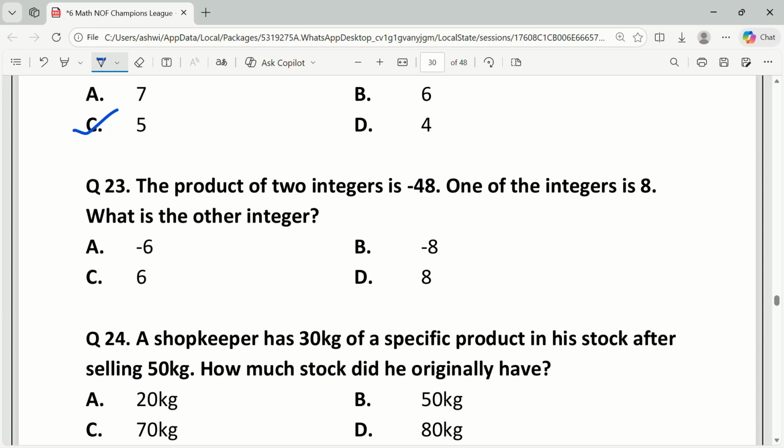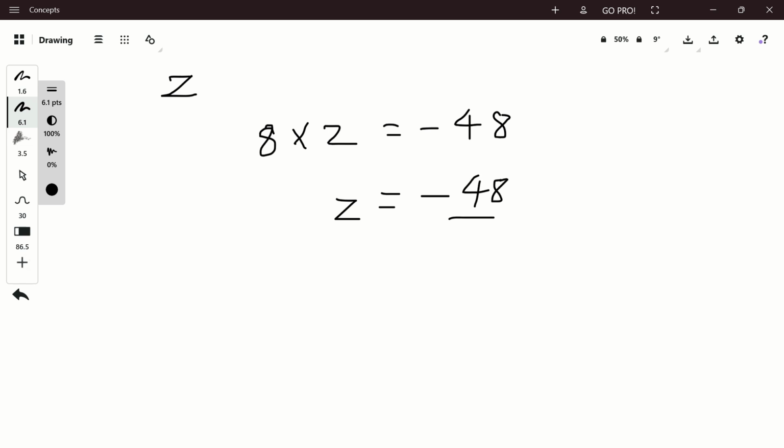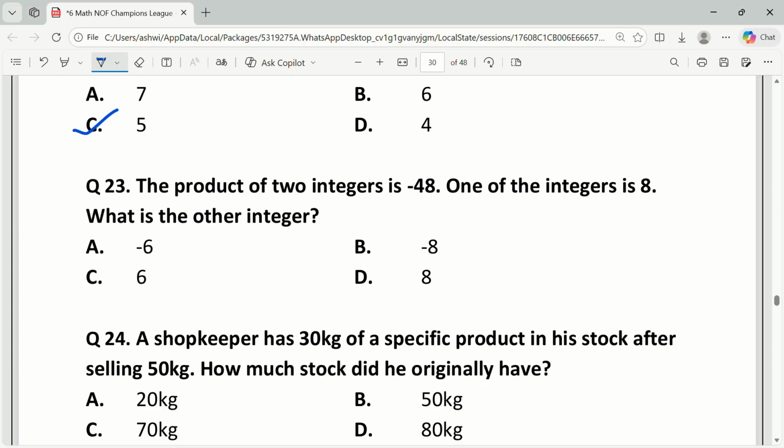Question 23. The product of two integers is minus 48. One of the integers is 8. What is the other integer? Let the other integer be z. The product of two integers, that is 8 into z, is equal to minus 48. Solving for z, we have z is equal to minus 48 upon 8, which is equal to minus 6. Comparing with the options, the answer is A, minus 6.